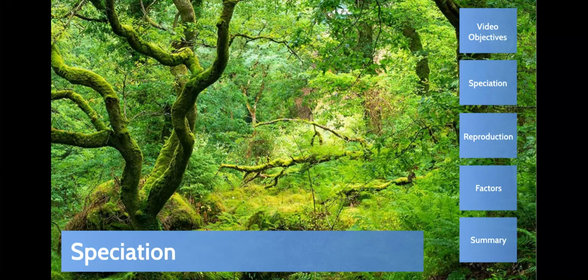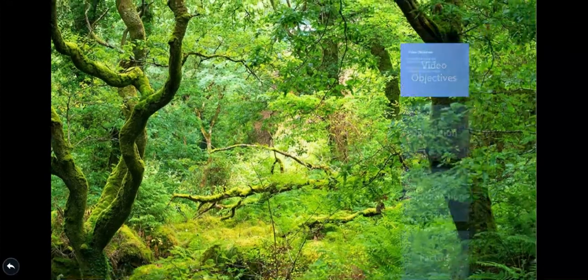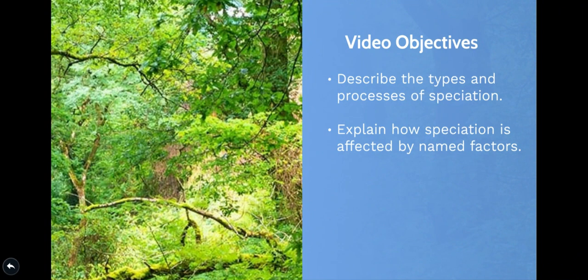Estimates suggest there are somewhere between 7 and 10 million different species currently on planet Earth. All of these will have arisen from one single ancestral species, and the process of speciation is absolutely key in understanding this. In this video, what we'll do is explore the types and processes of speciation and explain the key factors that affect how speciation occurs and the rate at which it can happen.